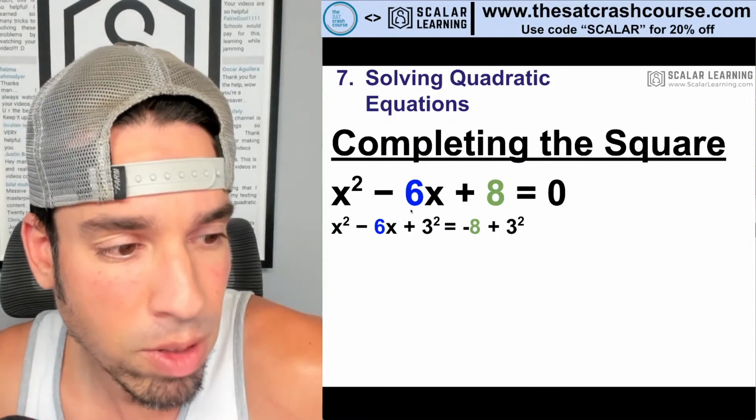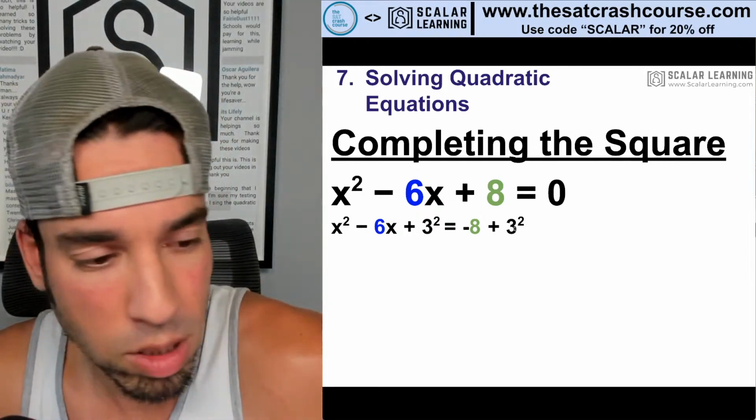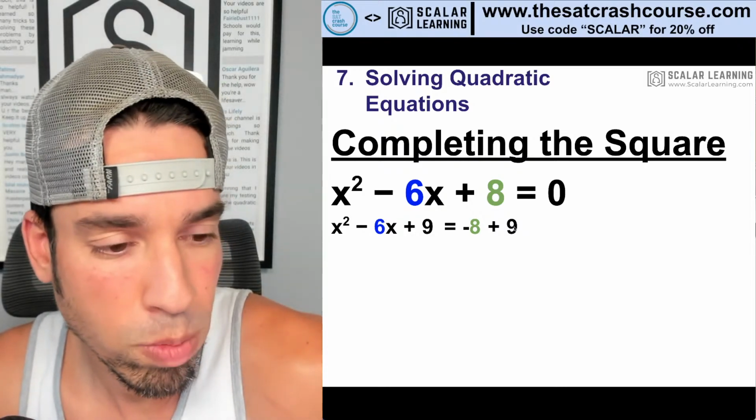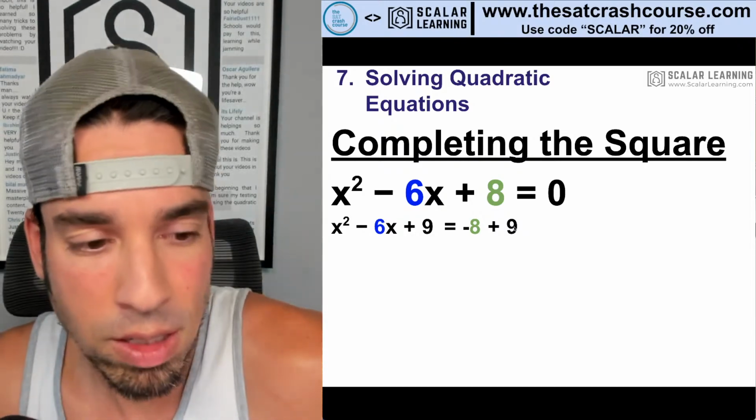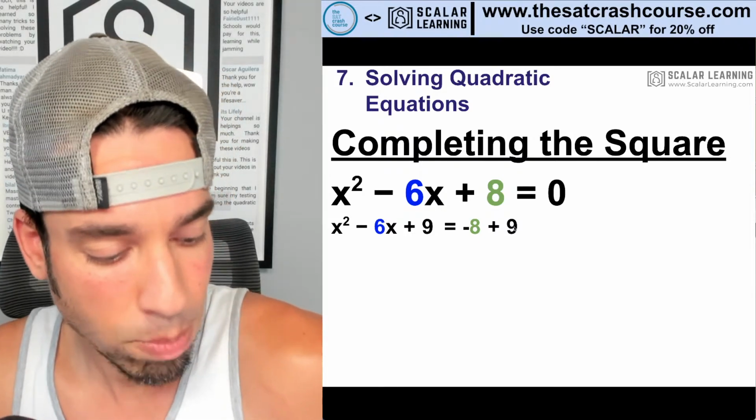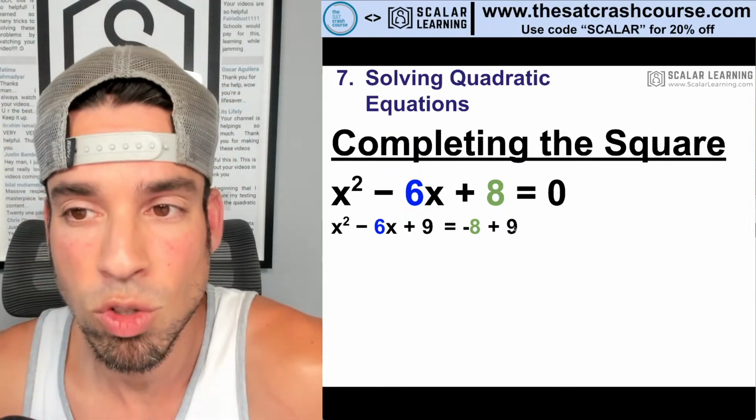So again, half of the b term squared, and I'm adding that to both sides. Now we end up with a 9 in both of those positions, and 9 plus negative 8 is going to give us 1. That's fine. But the important thing is what we have on the left. What we have on the left is a perfect square. That's why they call this completing the square.